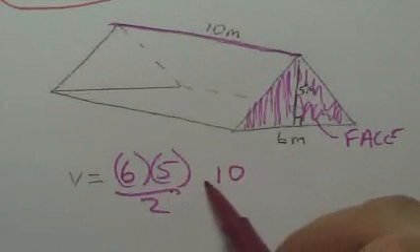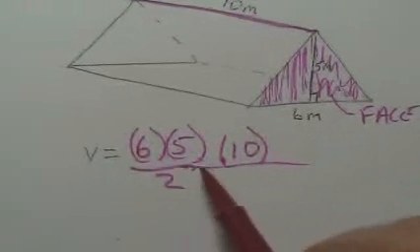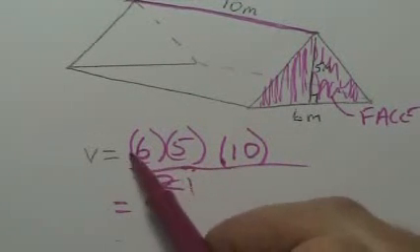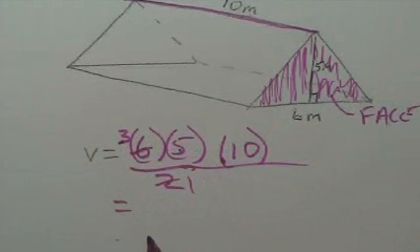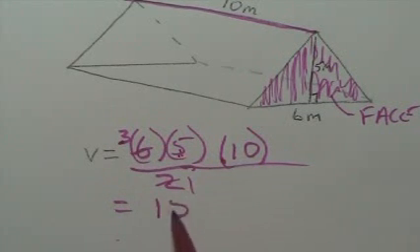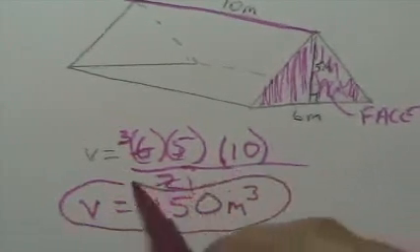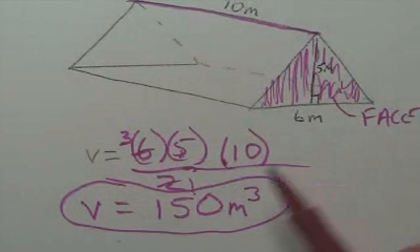Okay, so I could just carry that across and multiply this out. Well, 2 goes into 6 three times. So now we have 3 times 5 times 10. 3 times 5 is 15. 15 times 10 is 150. And the units are meters cubed. That's how many cubes will fit inside of this triangular prism. 150 of them.